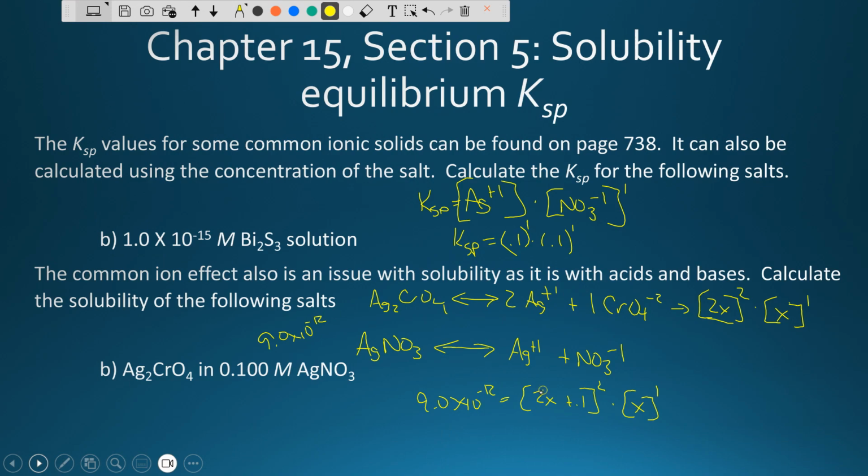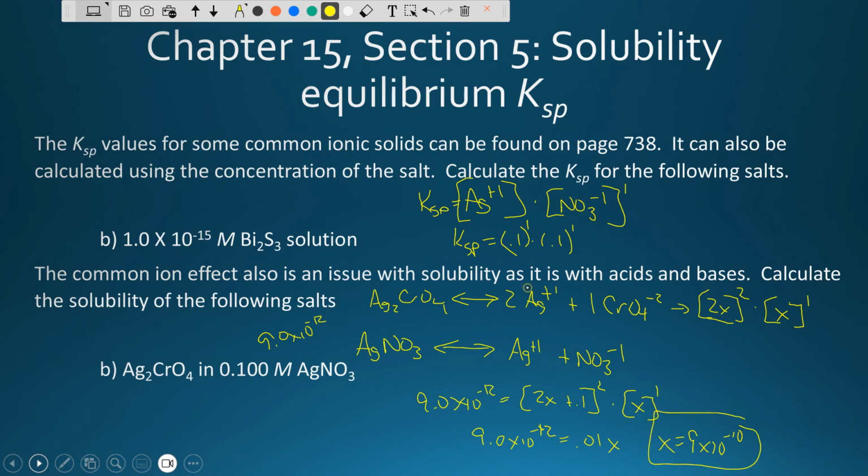Okay. Now 2x, this is a very small number. So if I double that, it's still a really small number. So what do I really end up with? I end up with 9.0 times 10 to the negative 12 is going to equal 0.01x. Remember, I squared this, so 0.1 times 0.1 is 0.01. My x ends up being 9 times 10 to the negative 10 now.